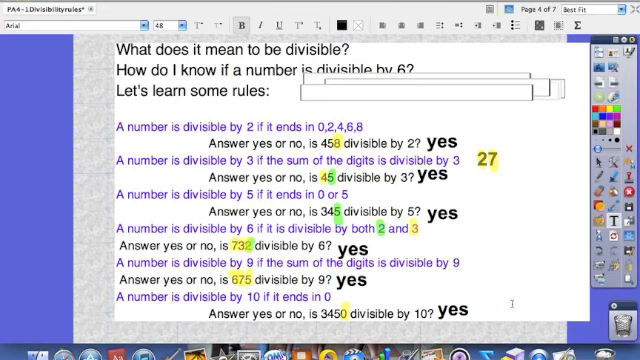Pause the movie now to make sure that you have listed all of the divisibility rules and the example problems on your paper.